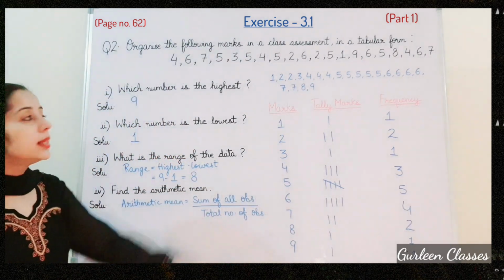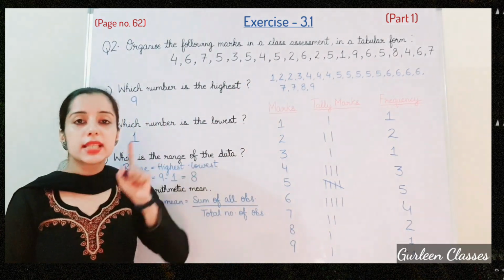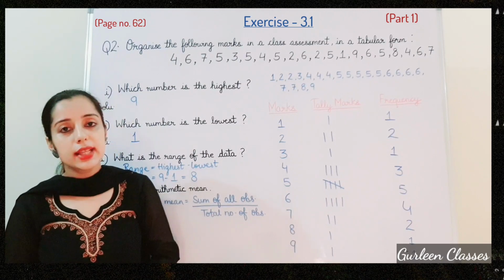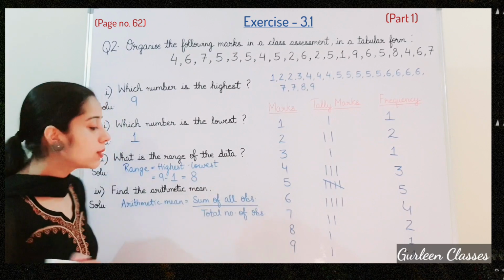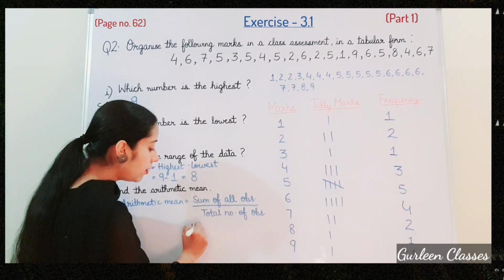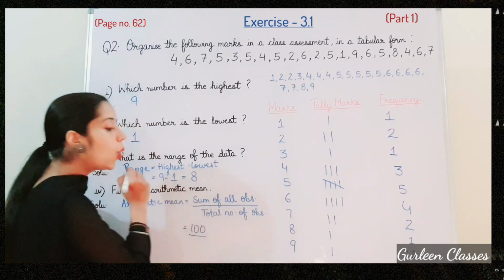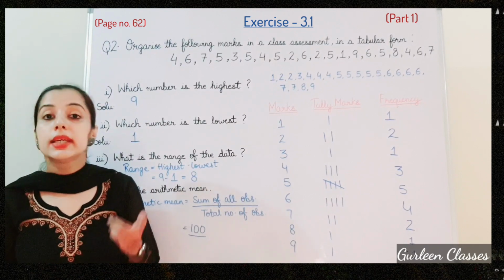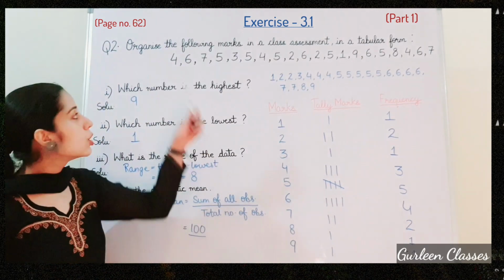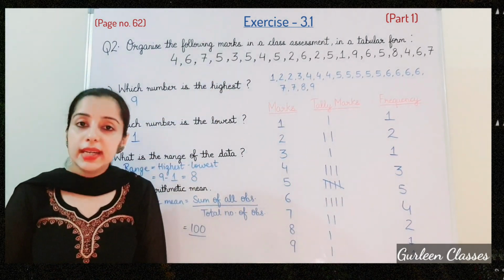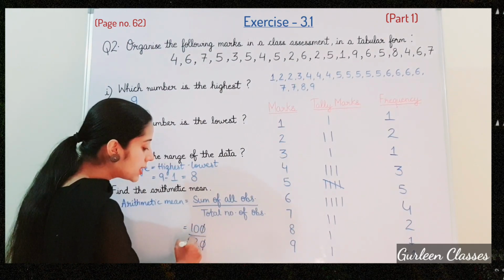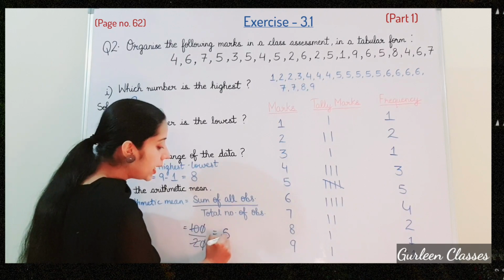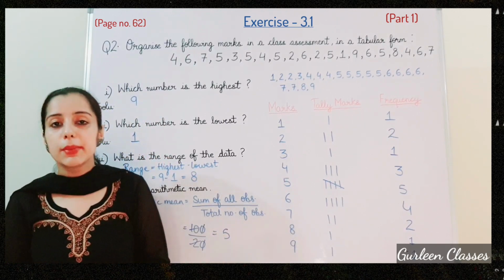So students, these numbers we have arranged in the ascending order. You have to add them. If you add, what is the sum coming? 100. So let us write here 100 upon total number of observations. How many observations are there? If you count, these are 20. So 20 observations are there. 0, 0 cancel. 2 5s are 10. So arithmetic mean is coming 5.